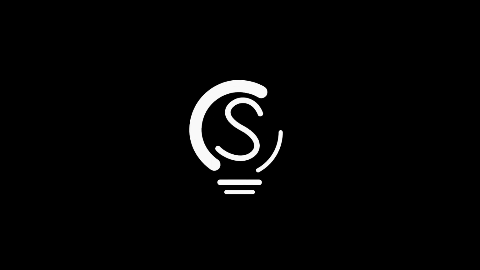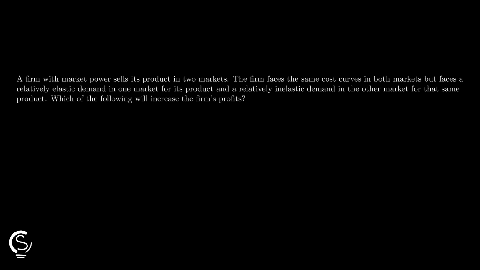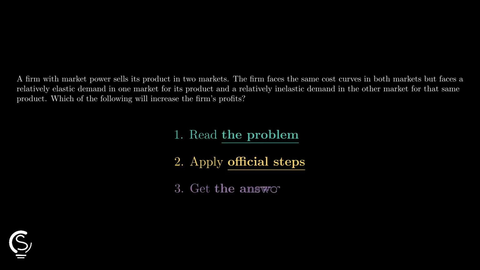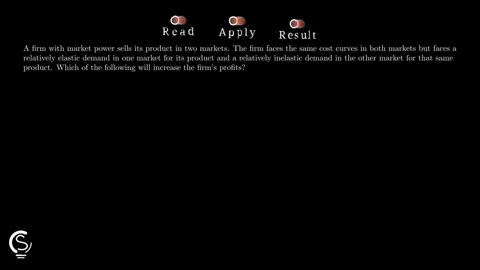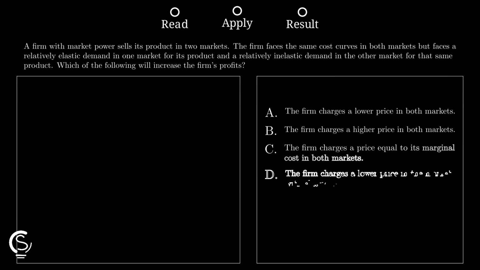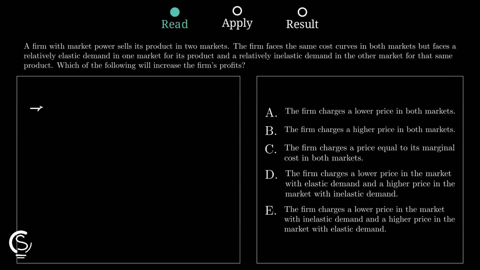Let's level up. Pricing across two markets looks tricky, but this one breaks fast. Profit rises when the firm matches price to how sensitive each market is. With market power in two separate markets, when a firm can charge different prices, profit increases through third-degree price discrimination by comparing how responsive buyers are in each market.